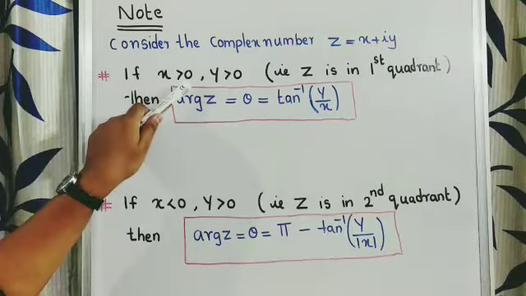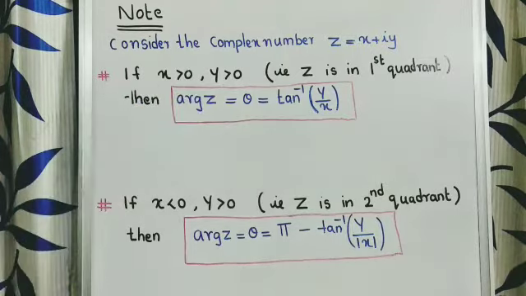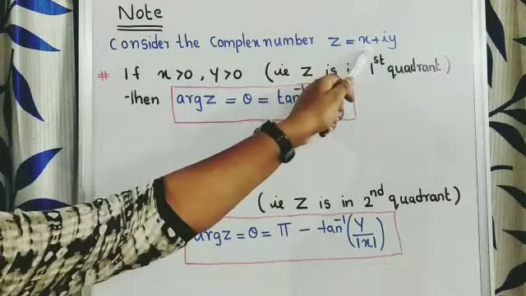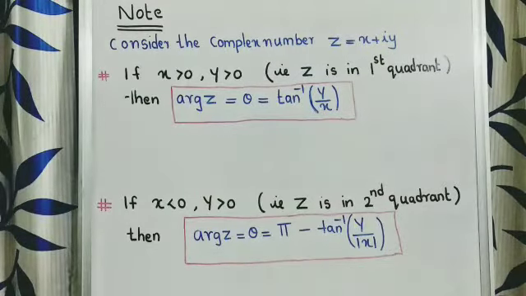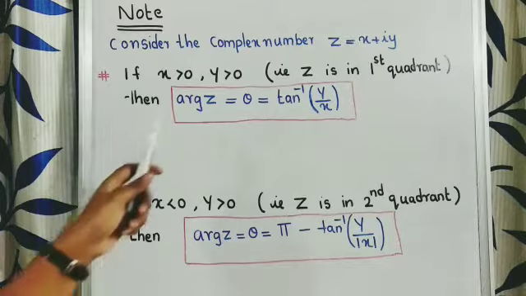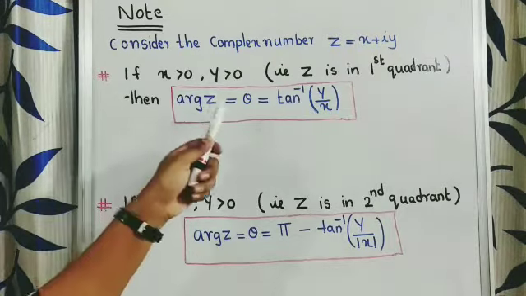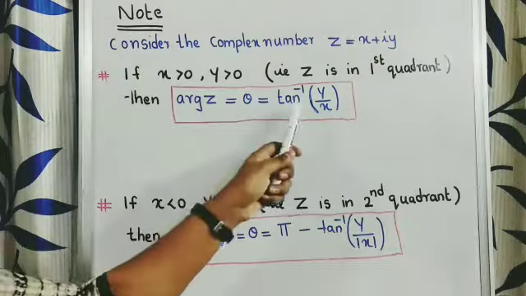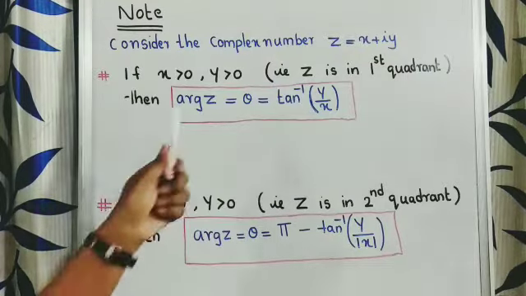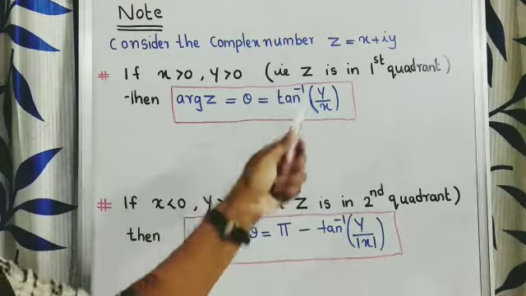If x is greater than 0 and y is greater than 0, that means z is in the first quadrant. Then arg z, that is theta, is equal to tan inverse y by x.